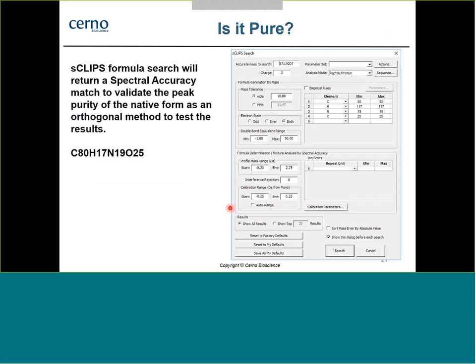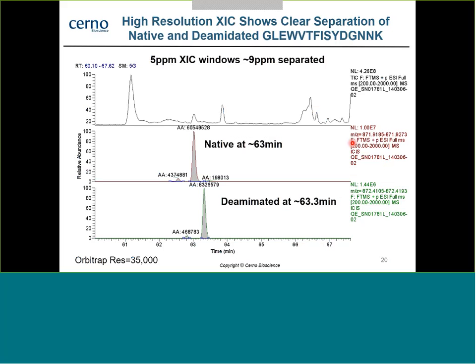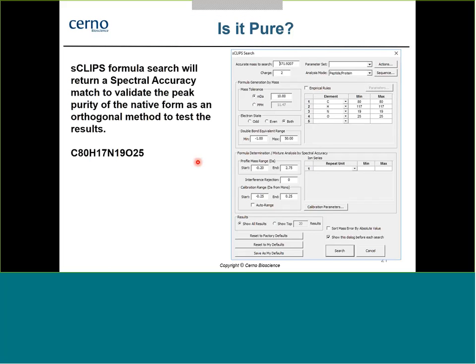So the actual formula for this particular peptide is C80H17 and 19025. What we do in our software is we simply type in this particular formula, and we let it do its match, and we can compare the true mass spectrum, which is calculated, with the calibrated mass spectrum to see how well it matches. And that should give us an indication of the purity of that particular peptide. And again, I should mention that we're going to be doing the analysis over the native peak here at 63 to make sure it's pure.